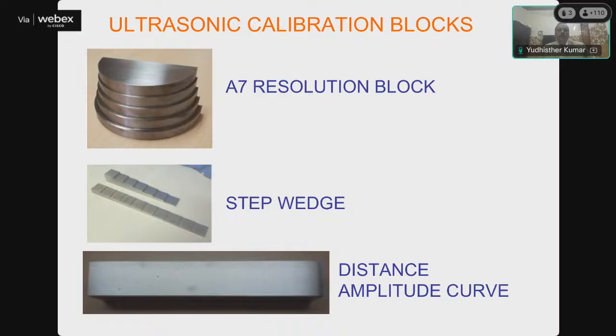This is the distance amplitude curve block. This block has various side drilled holes, and these drilled holes are of the same diameter but at different depths, so that the distance corresponding to the echo amplitude is measured and a graph is prepared. That will be a calibration graph for the different depths for a particular diameter of the side drilled hole.